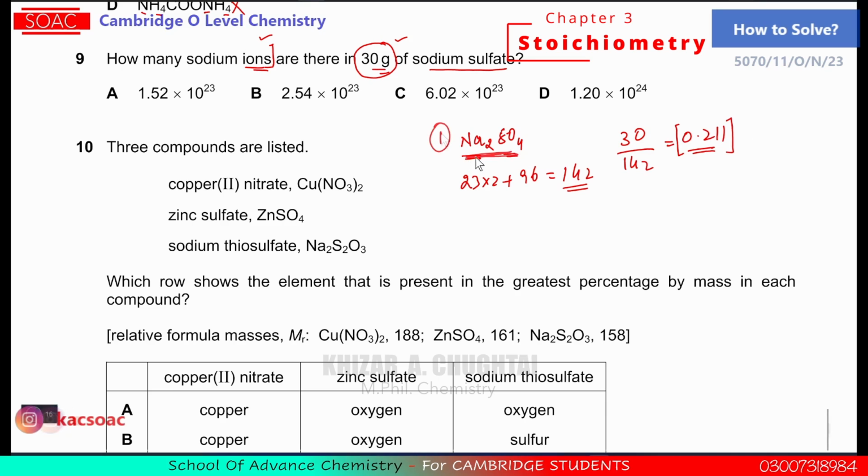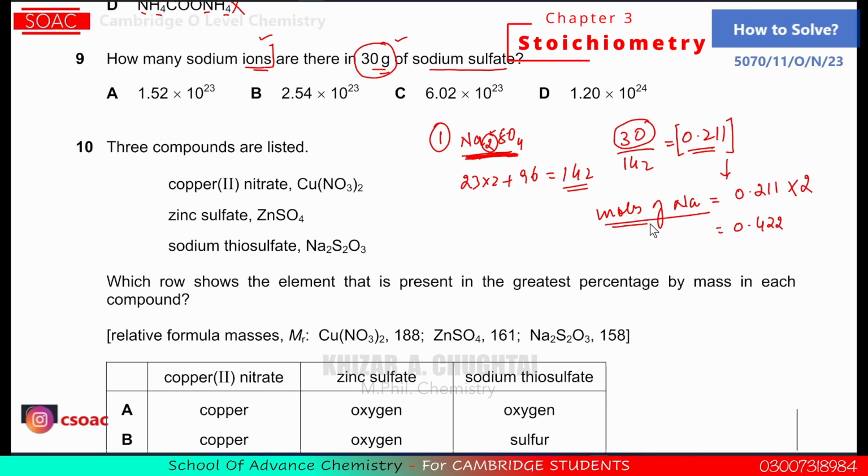But let's see. 1 mole of sodium sulfate is going to have 2 mole of sodium ion. To find the moles of sodium ion, first I'm going to find moles of sodium in sodium sulfate, that is 0.211 multiplied by 2. That is equal to the moles of sodium in this 30 gram sodium sulfate. So that is equal to 0.422 moles of sodium.